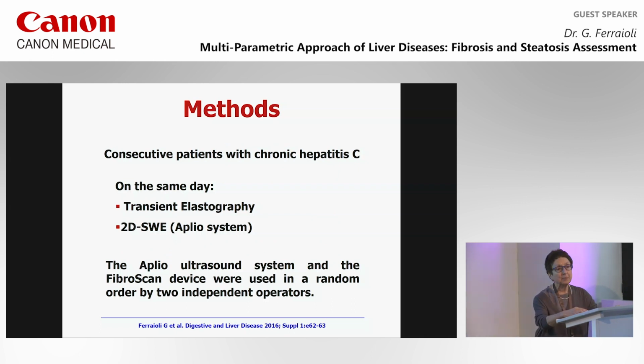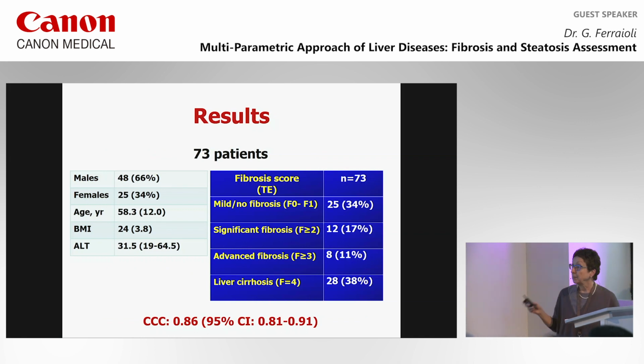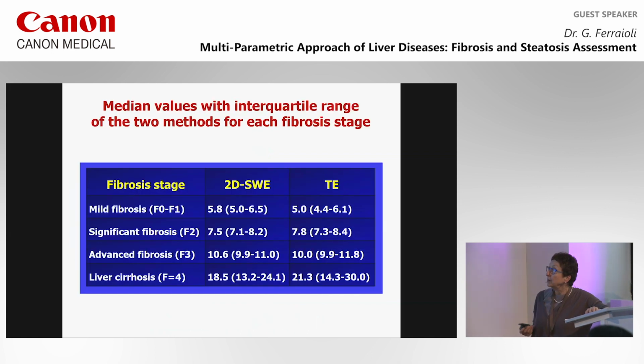We performed, on the same day, measurements with the Canon system and the FibroScan system, and the Aplio system and the FibroScan were used by two independent operators in random order to avoid any bias. These are the results obtained in our series of patients, and we tested again the correlation, the agreement between the two techniques, and it was confirmed an excellent one.